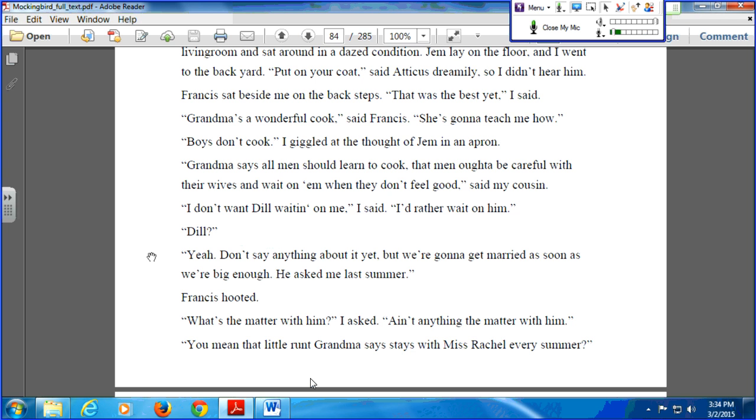Francis sat beside me on the back steps. "That was the best yet," I said. "Grandma's a wonderful cook," said Francis. "She's going to teach me how." "Boys don't cook." I giggled and thought of Jim in an apron. "Grandma says all men should learn to cook, and that men ought to be careful with their wives and wait on them when they don't feel good," said my cousin. "I don't want Dill waiting on me. I'd rather wait on him."